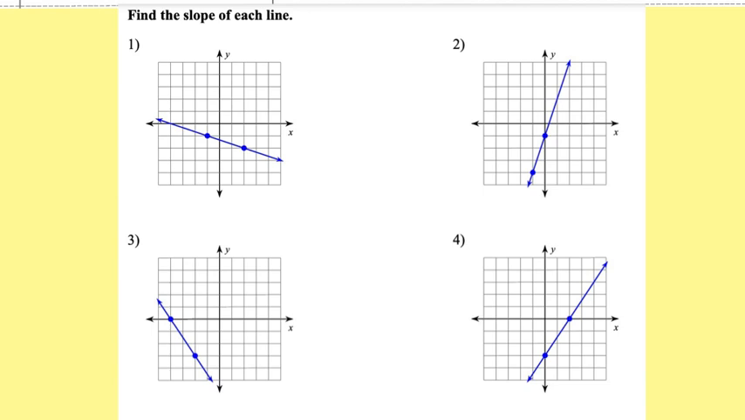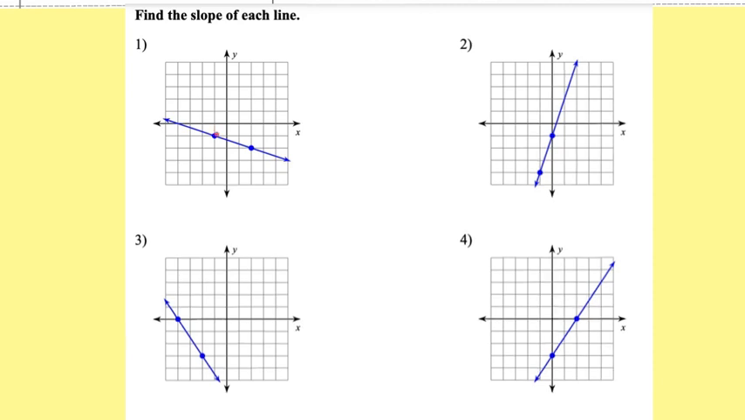So if you've got example 1, we've picked our 2 points. If we draw ourselves a right-angled triangle joining the 2 points, we can count the run, which is 3. We can count the rise, which is, this one is actually going down, so it's minus 1. So m is equal to rise over run, which is minus 1 over 3. So the gradient in this case is minus 1/3.